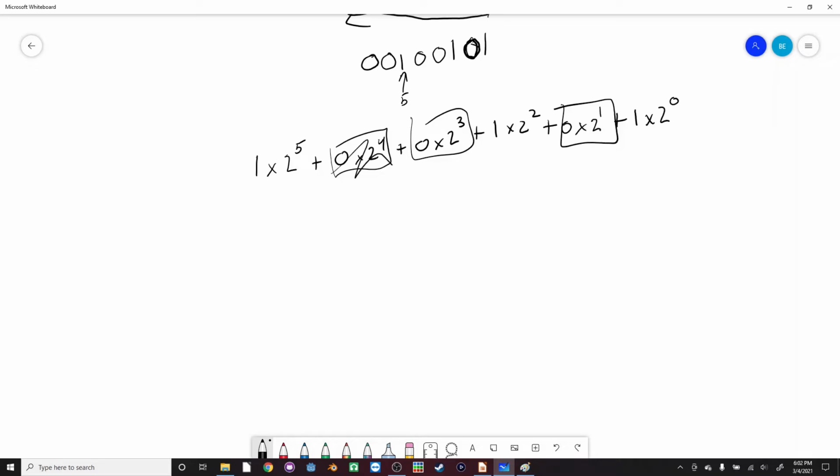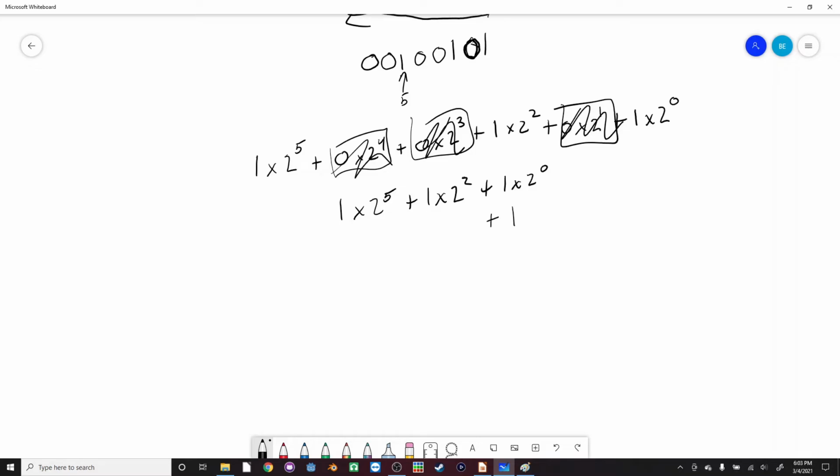The terms multiplied by 0 are just going to equal 0, because anything times 0 is 0, so I'm going to ignore those. If you're not very good with math, it's fine. I'd like to rewrite it to clean it up: 1 times 2 to the 5th plus 1 times 2 squared plus 1 times 2 to the 0th power. Any number raised to the power of 0 is 1, and 1 times 1 is 1, so that's just 1.